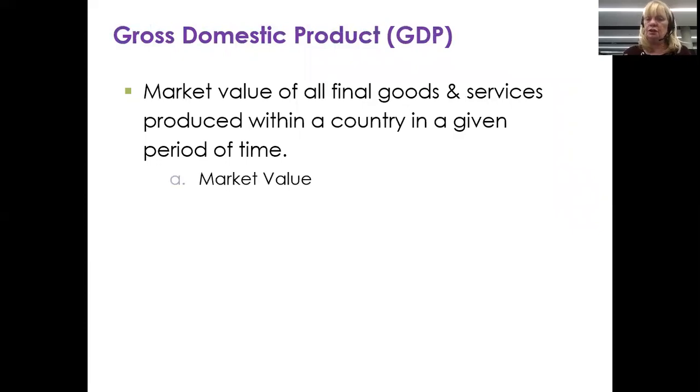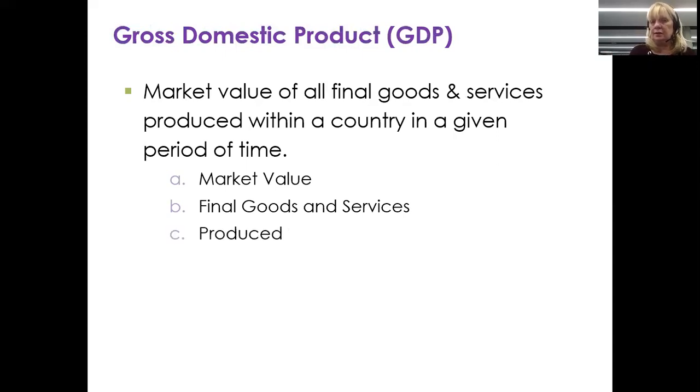First, gross domestic product measures the market value of all goods and services, not what you think it's worth, not what it was worth 10 years ago. It's today's market value. It's the market value, what you could sell it for today. Second, gross domestic product looks at final goods and services. Some intermediate goods and services are incorporated into the production process, but only final goods and services count toward gross domestic product.